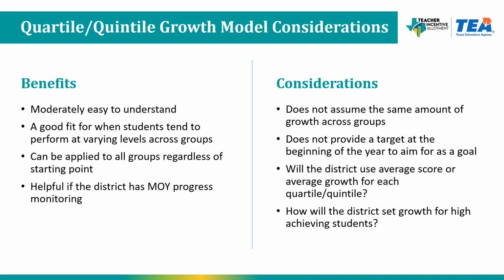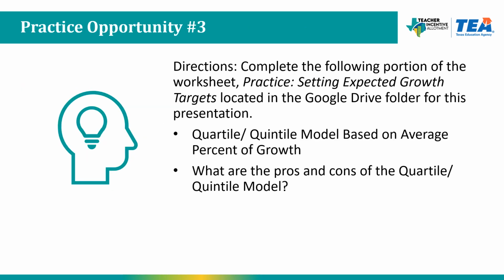One consideration for districts is that the model does not assume the same amount of growth across groups. Each group will have different goals based on their pretest and post-test scores. The model also does not provide a target at the beginning of the year for students to aim for as a goal. This can be an issue if the district is doing goal setting for students at the beginning of the year. Now that we have considered the quartile-quintile model to set expected growth, let's do a thinking exercise.